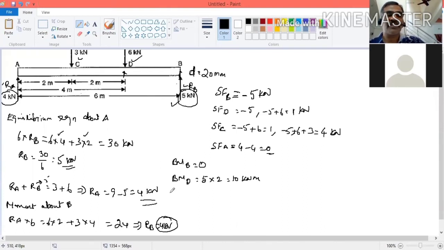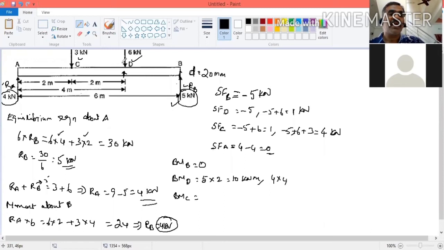Now you come to the next point, bending moment at point C. Either you can take left side or right side, no problem. For 6 kilonewton, if you take left side, here there is a 4 kilonewton. On the right side, counterclockwise is positive. Left side, clockwise is positive. So this is positive, that is 4 into 4.